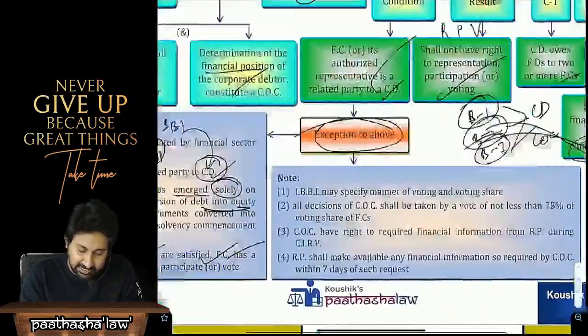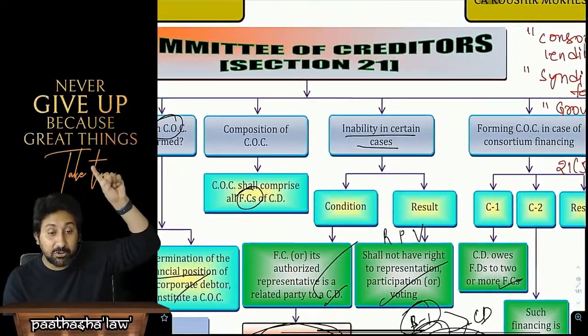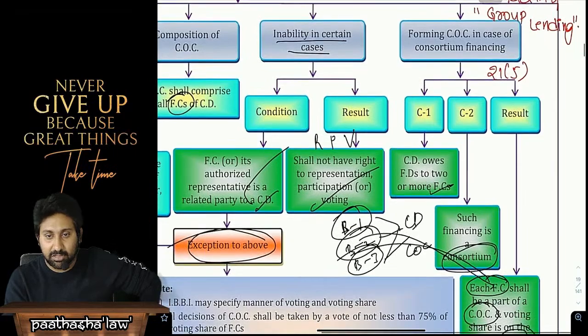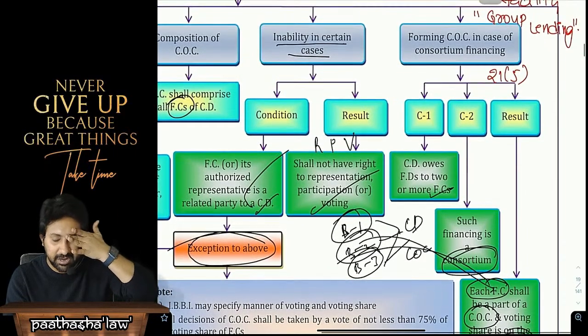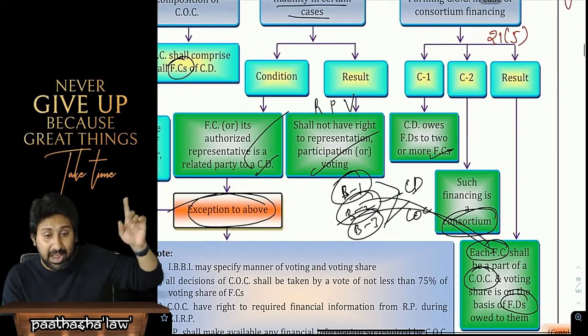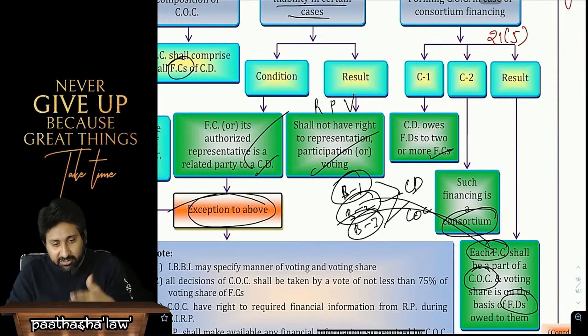Special circumstances. Authorized representative type 1 we have seen in section 7, where one financial creditor can appoint an authorized representative. Here we have seen banks are there. 5 or 7 or 10 or some banks will be there in a syndicate. Each and every one can have their own authorized representative.